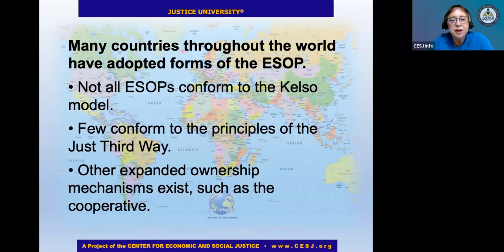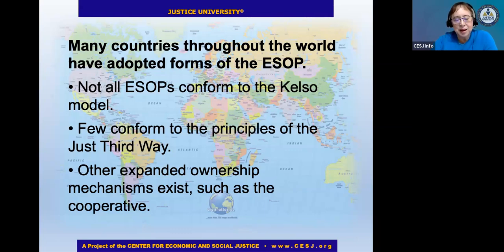And we see that the ESOP idea has spread over decades to other countries. The UK has a number of models. You have in Latin America things which are close to the ESOP. Australia is another. Huawei in China is supposed to be an ESOP.